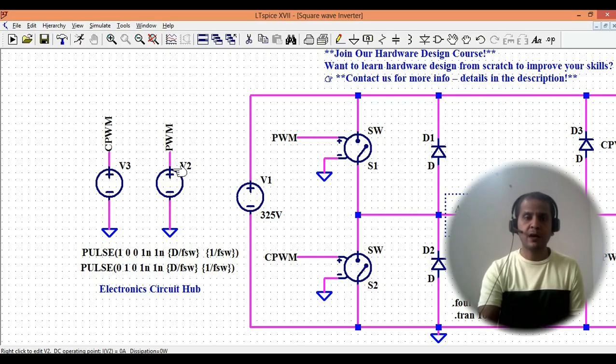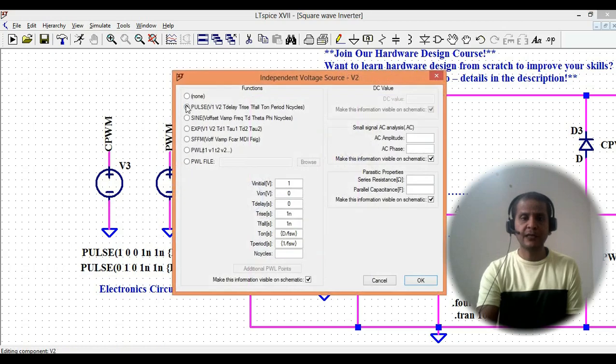Okay, so what is V2? For V2, if I right click here, I'm using the pulse, and the initial voltage is 1 volt. The on voltage is 0, delay time is 0, rise time is 1 nanosecond, fall time is 1 nanosecond, and the T on is duty divided by switching frequency.